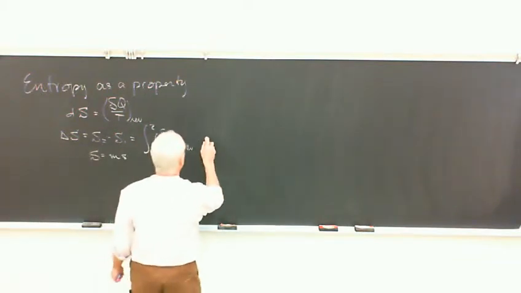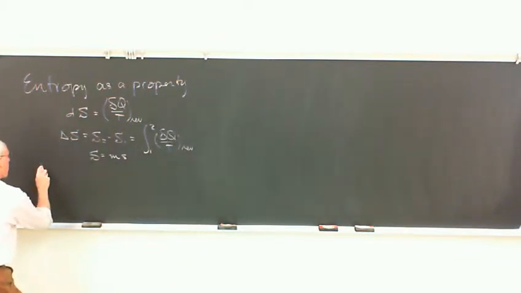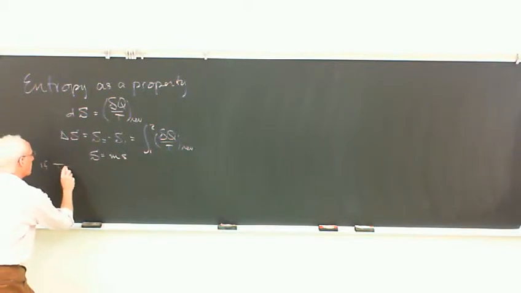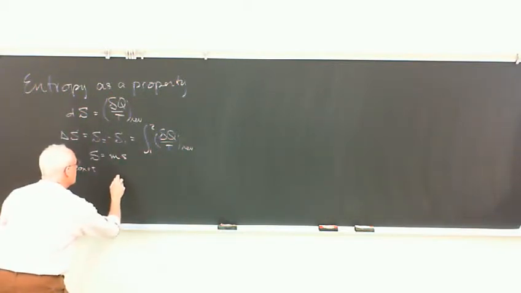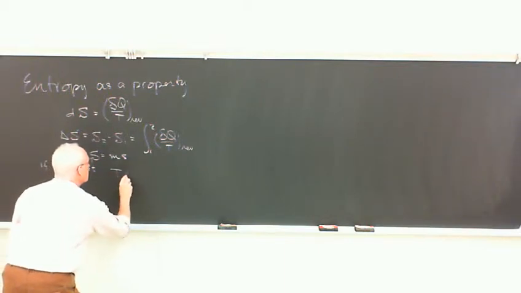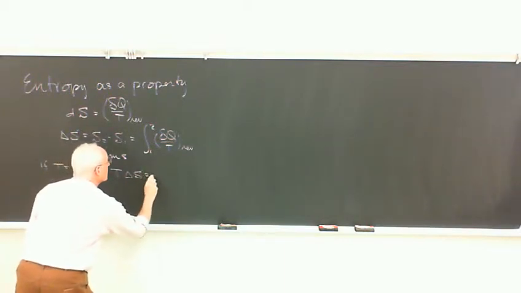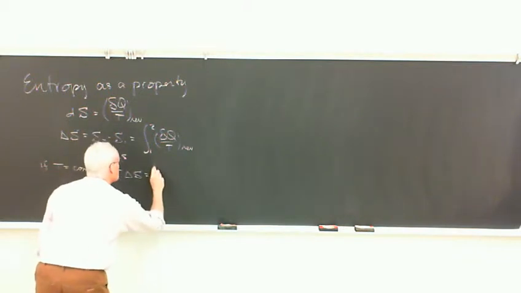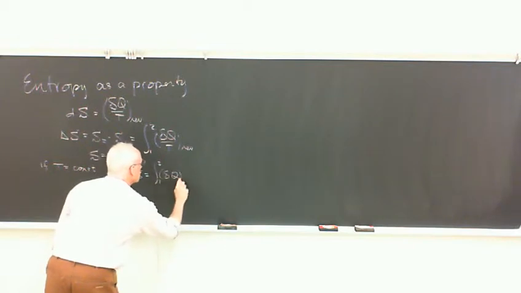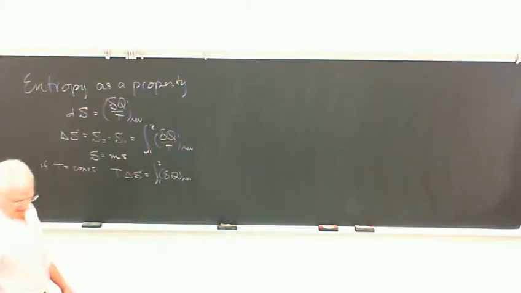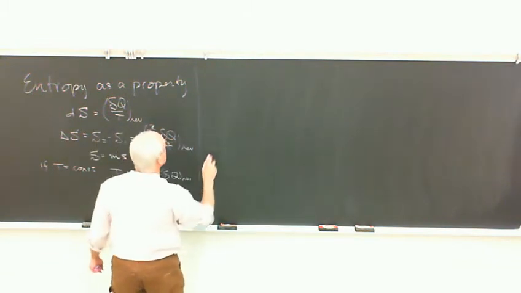Then for isothermal processes, of course this integrates out, and then we can write that T delta S is directly a result of that heat transfer. So that's kind of the place where we've gotten. I think we got just a little bit beyond that.